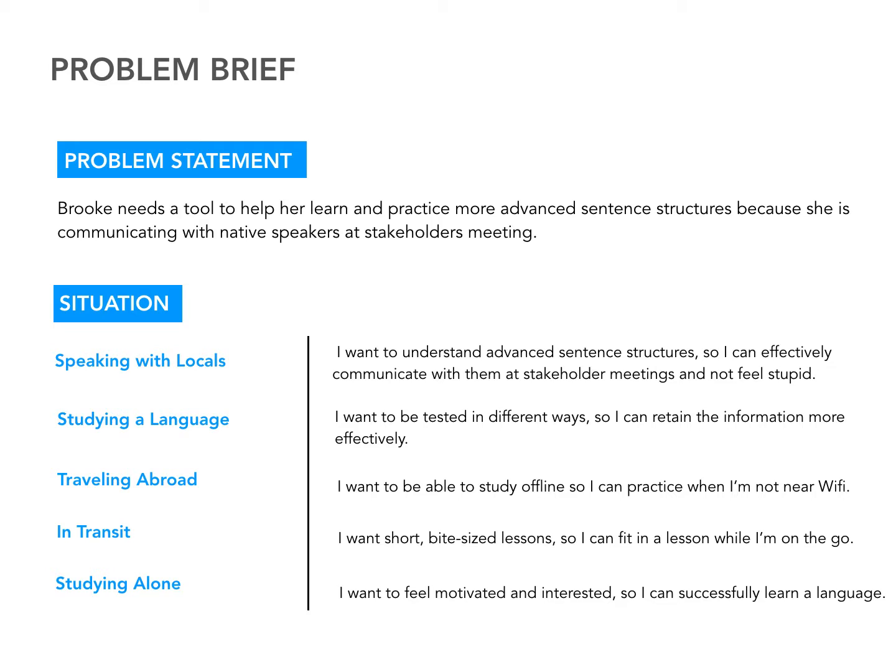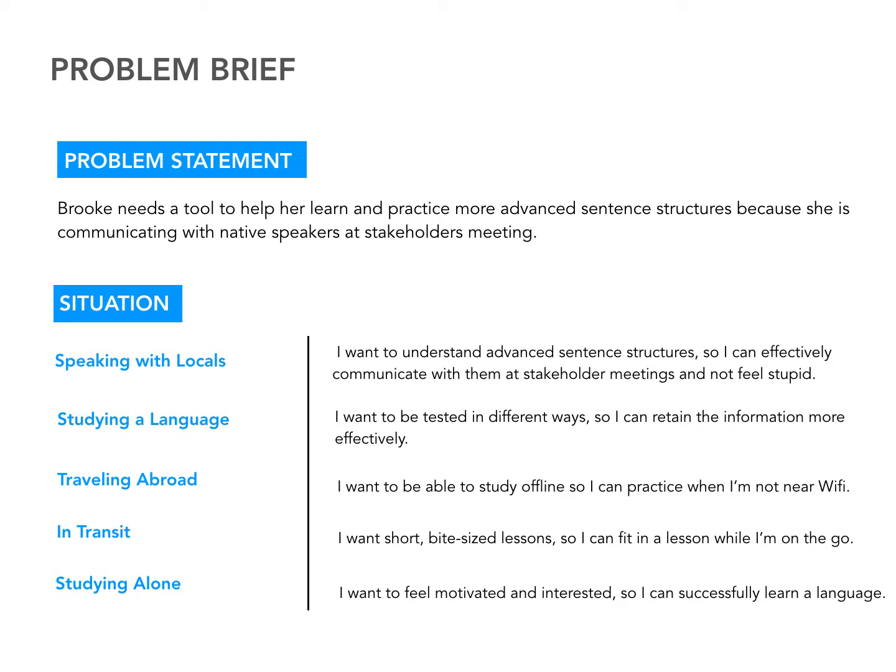With that in mind, the overall problem statement that I had in the back of my head as I was doing all this was essentially: what's the problem and who's my target user? Again, in this case, Brooke is my persona. She needs a tool to help her learn and practice advanced sentence structures because she's an advanced speaker, and she doesn't want to feel stupid when she's speaking with native speakers.